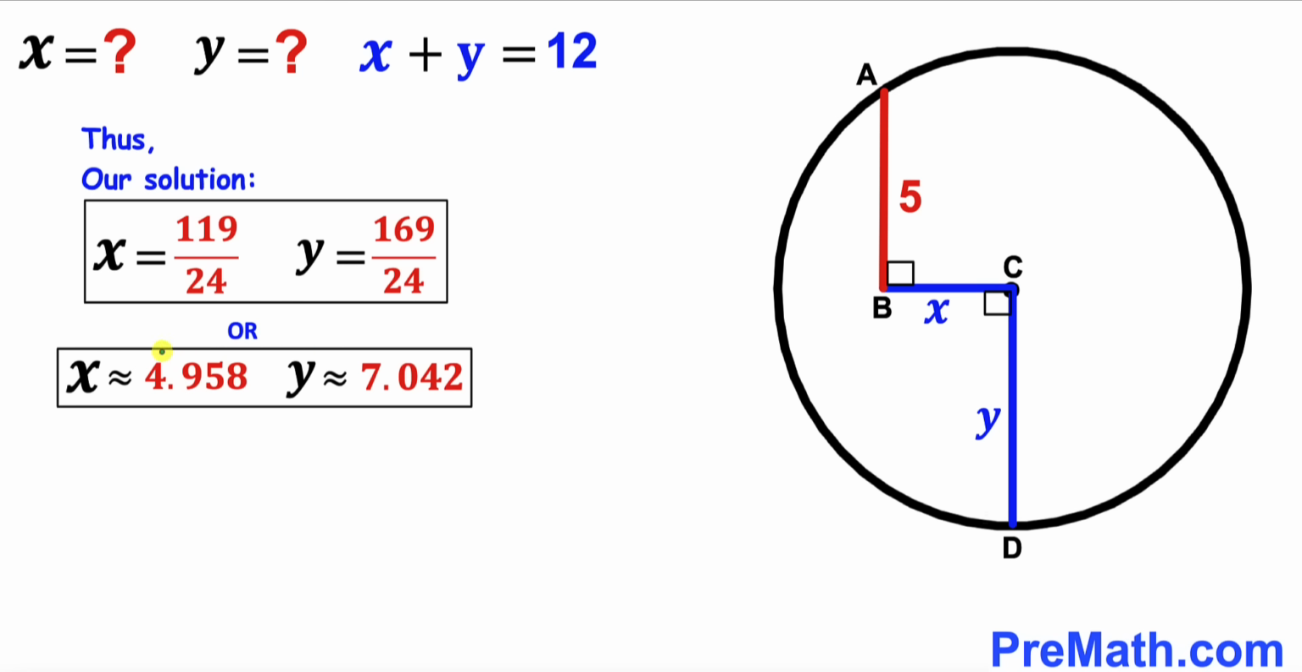And in terms of decimals, x value is going to be approximately equal to 4.958 and y value is approximately equal to 7.042.